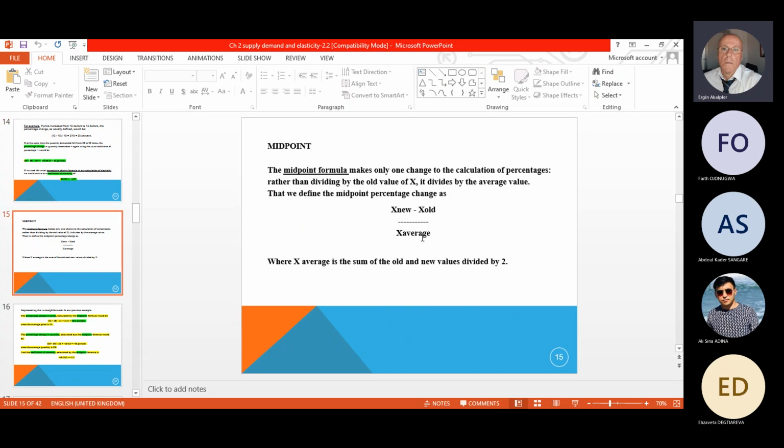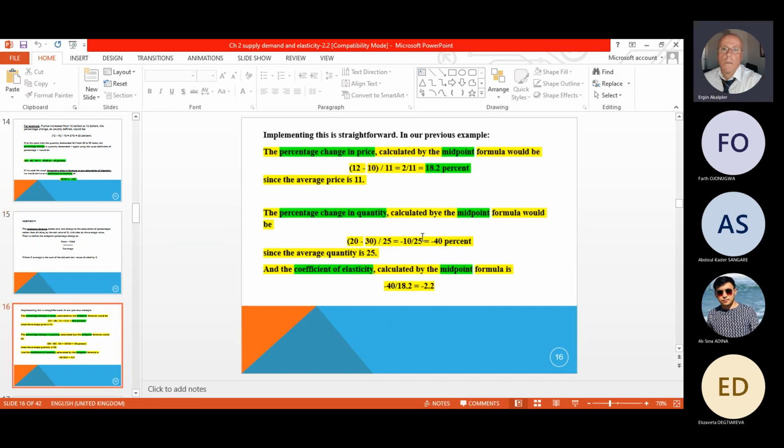Then we go to the midpoint. In the midpoint, we said the midpoint formula makes only one change to the calculation of percentages. Rather than dividing by the old value of x, it divides by the average value, which means you are going to add the new to the old and divide by 2 for the denominator. x new plus x old divided by 2 will give you the x average, which is the midpoint formula, where x average is the sum of the old and new values divided by 2. Okay, then let's go to the example again.